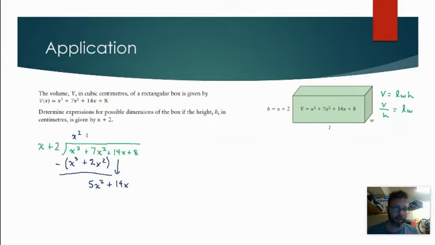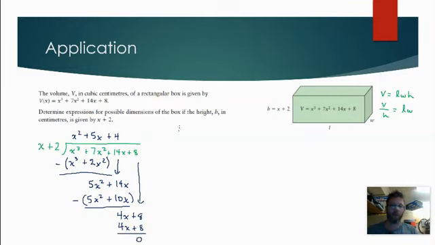X goes into 5x squared, 5x times. 5x times x plus 2, 5x squared plus 10x. We subtract. We get 4x, and we bring down the 8 plus 8. X goes into 4x exactly 4 times. And check this out. 4 times x plus 2 gives us exactly 4x plus 8 and leaves us with a remainder of 0. So what have we shown here, guys?